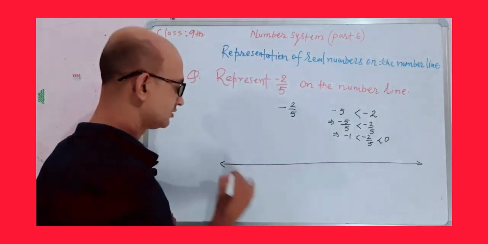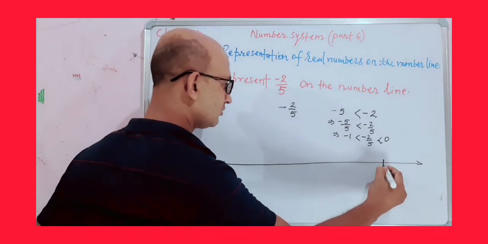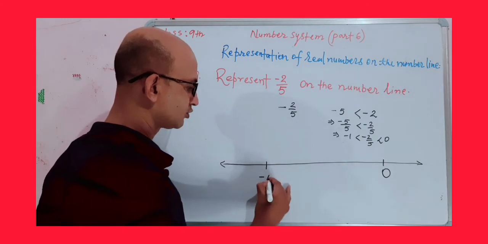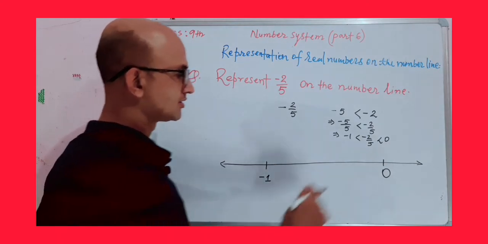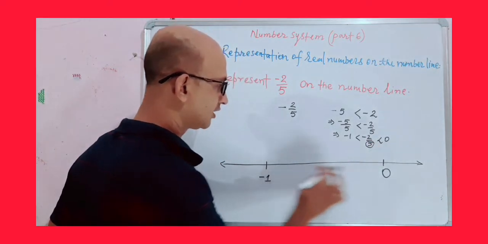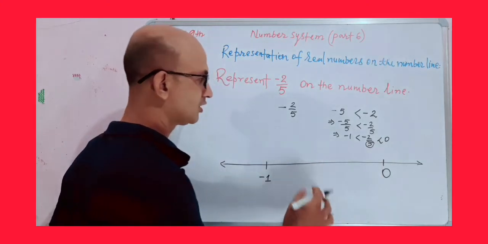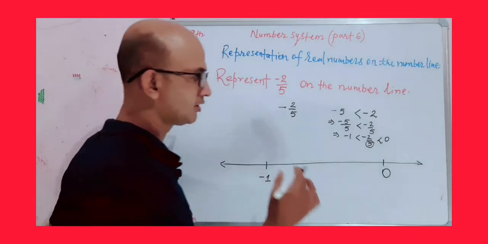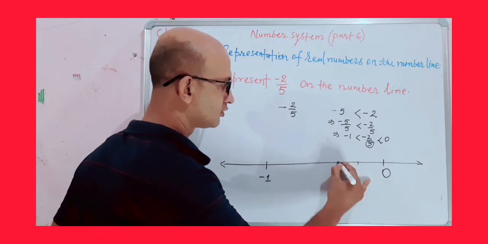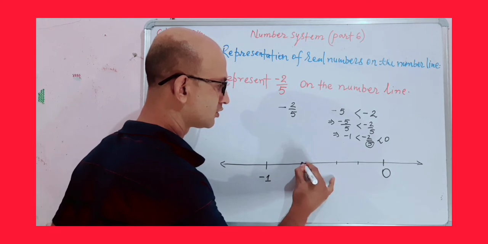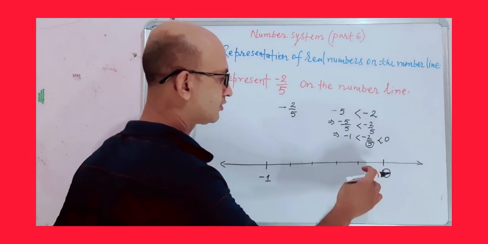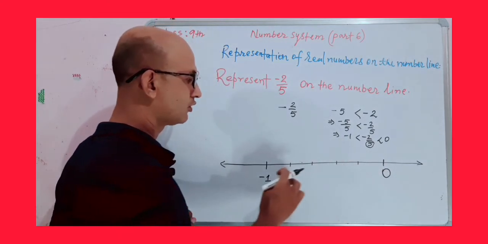It is a straight line. On this straight line, we mark the point 0 and this point to represent minus 1. Since its denominator is 5 here, therefore divide this length between 0 and minus 1 into 5 parts, and to divide it into 5 equal parts, we mark 4 points on it. In this way, we get 5 equal parts, 1, 2, 3, 4, 5.